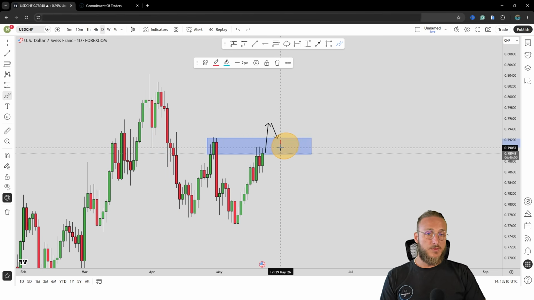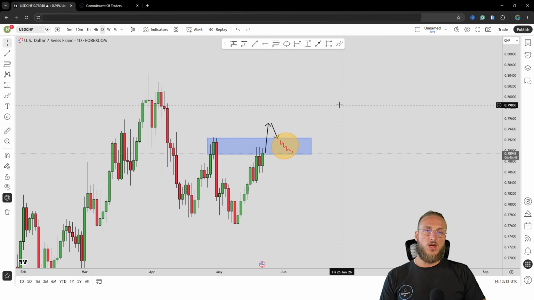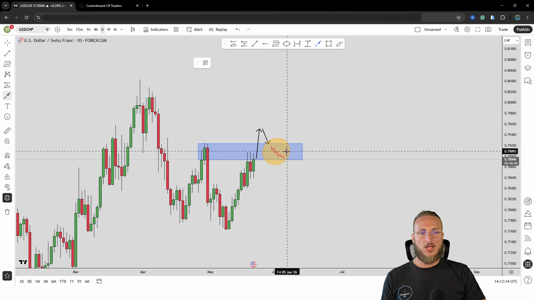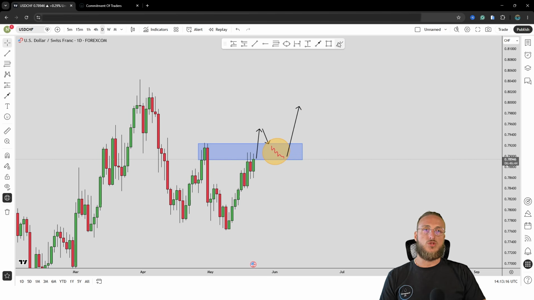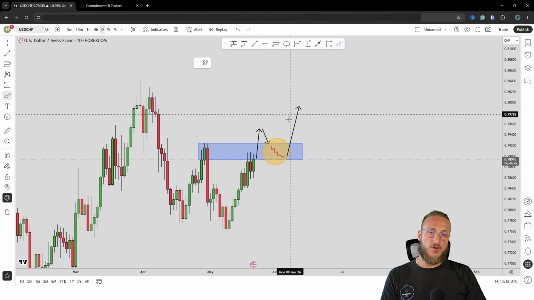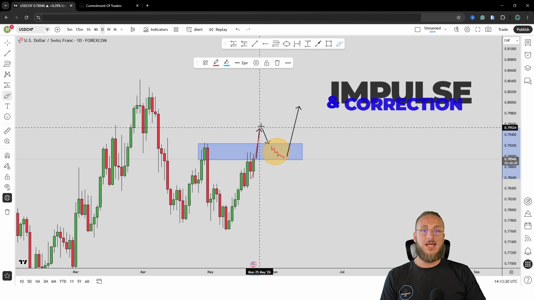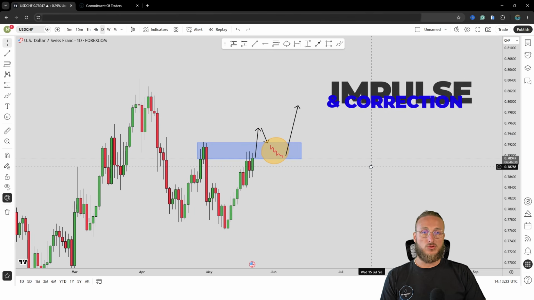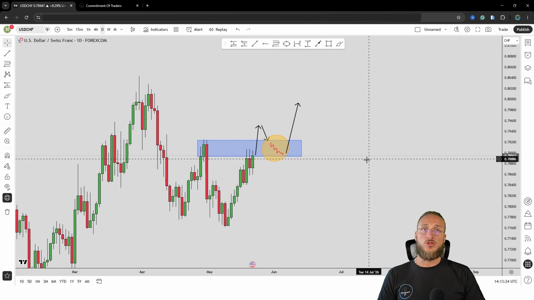Therefore, what I would expect is that if this market would shift from an intraday bearish to a bullish market, I wouldn't be surprised to see a potential rejection to the upside away from this area for the market to complete this daily impulse correction and impulse pattern to the upside. That definitely wouldn't surprise me.